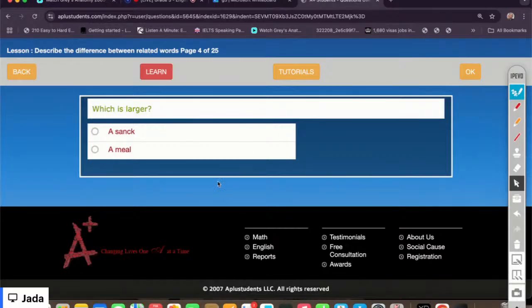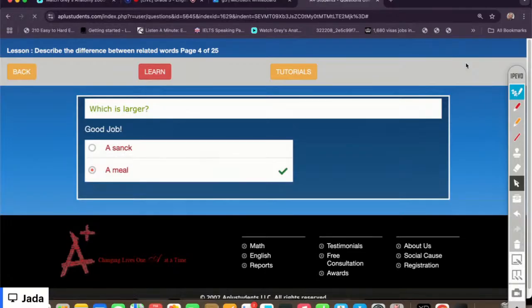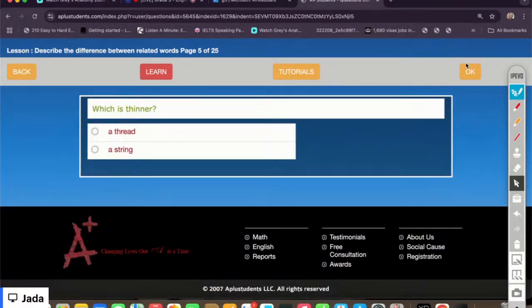So a meal is larger. Of course, if you're eating a meal, it could be some fried rice and some chicken. And if it's a snack, it's just probably a what? What do we have? A cookie. So that is not heavy.